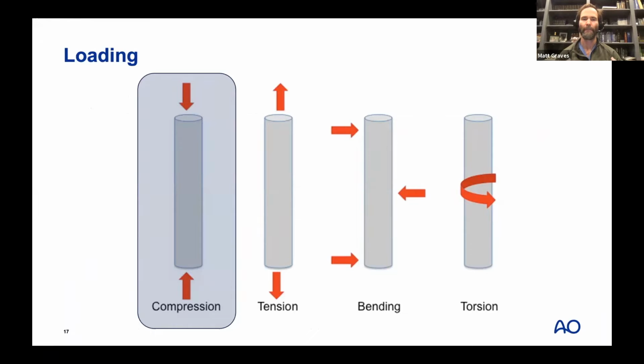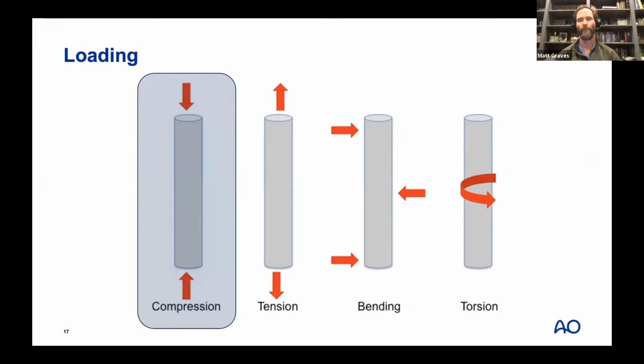But I find it a lot better if you break it out a little bit more and talk about it this way. So compression, tension, bending, and torsion. If you think about structural elements in structural design and engineering, columns are what are loaded in compression. And so when we talk about column theory, we're talking primarily about compression, but that's an oversimplification.